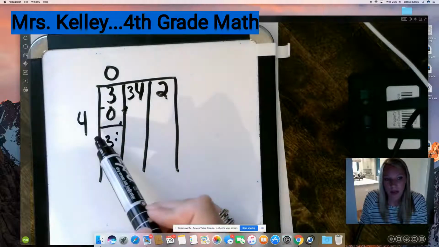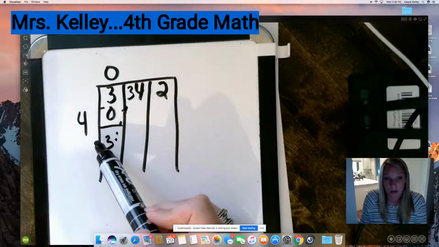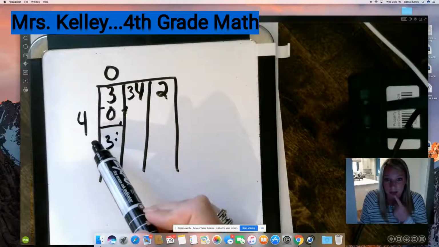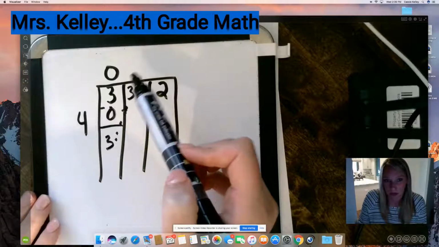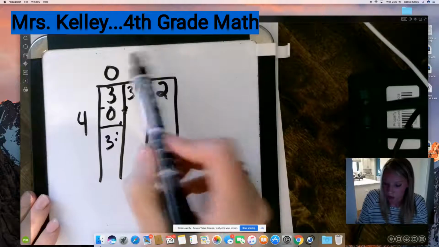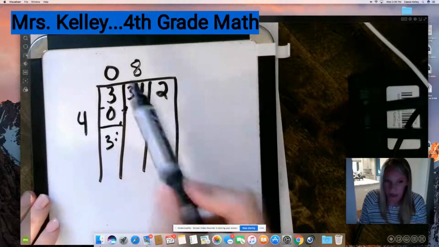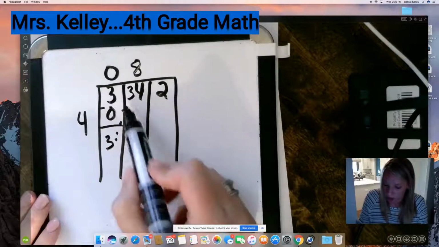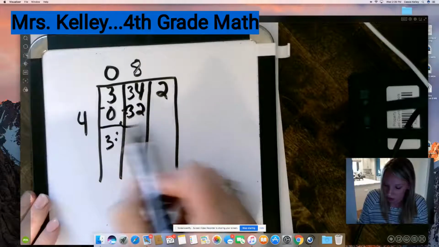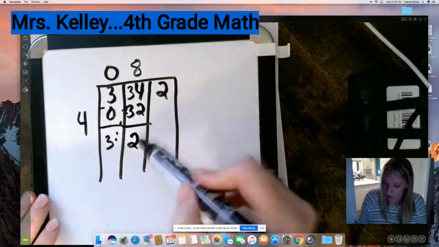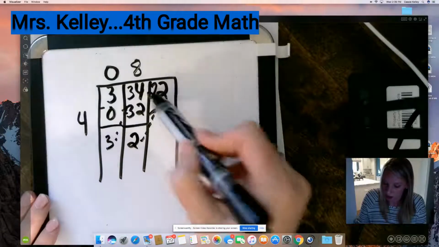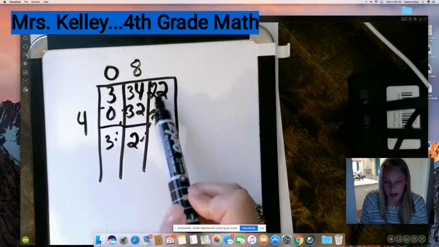34 divided by 4 is, what do we get close to with our multiplication facts, right? Which one? 8. Good. 8 times 4 is 32. 34 minus 32 is 2. I bring this 2 next door, so now I'm saying 4 divided into 22.